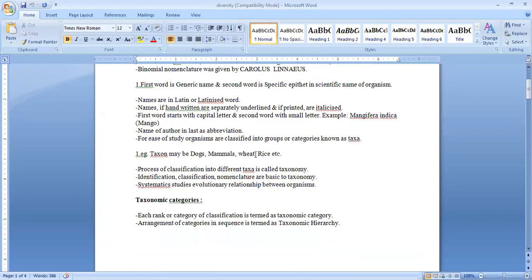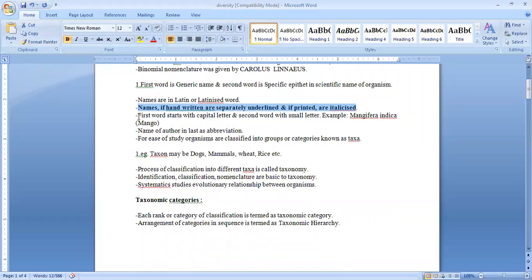If the names are handwritten, they are separately underlined, and if printed, they are written in italics. Students, this is a very important part of this science. Whenever you write the name, it should be separately underlined, and if you are typing it, then it should be in italics. Marks will be deducted in your answer sheet if you do not write in this manner.